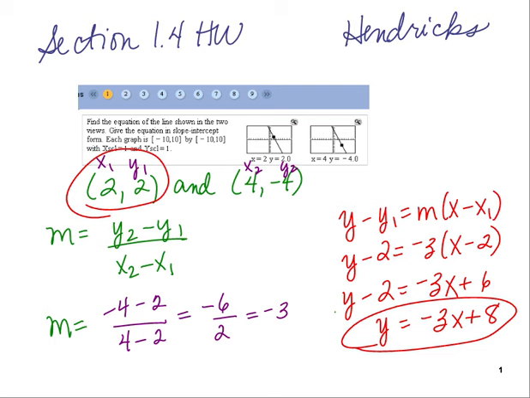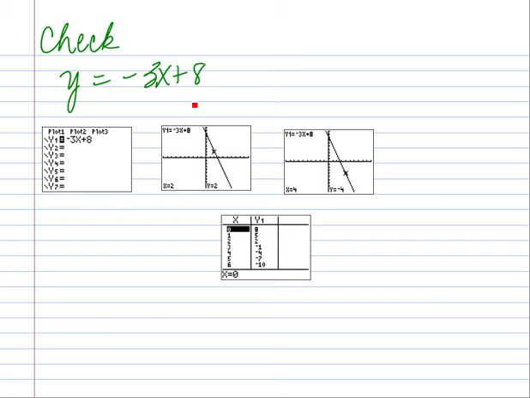We can check that on the calculator. To check on the calculator, you would input y equals negative 3x plus 8 into your equation editor. That is, press your Y= key. Enter negative 3x plus 8. Remember to use the negative sign from the bottom row.